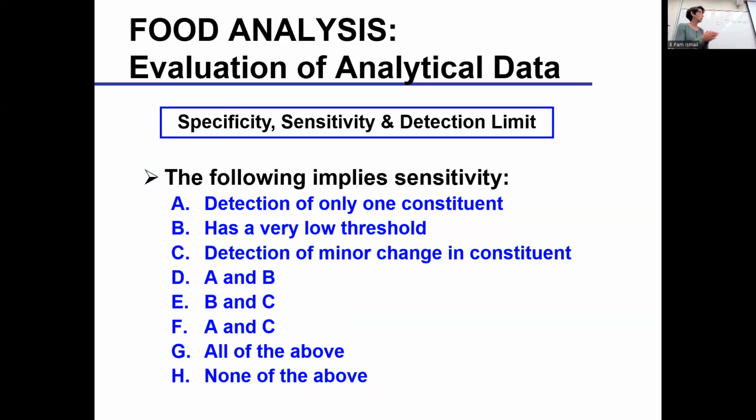All right, just a quick recap of the difference between specificity, sensitivity, and detection limit. I talked about it last time, but let's see how much you remember. The following implies sensitivity: A, detection of only one constituent; B, a very low threshold; C, detection of minor change in constituents; D, A and C; E, all of the above; F, never.